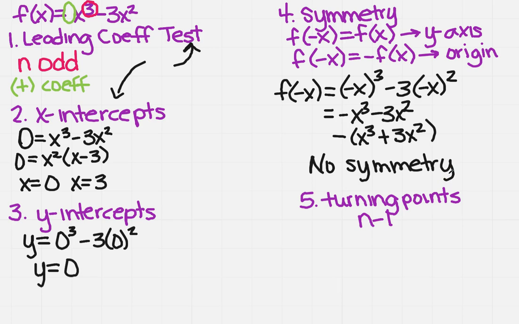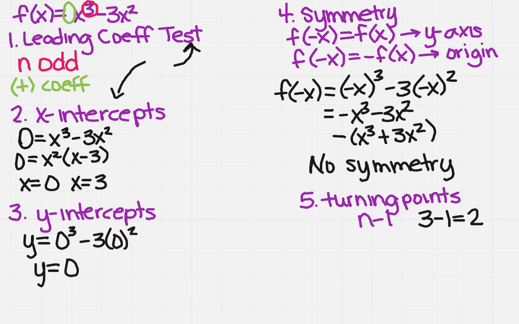And then we want to find the number of turning points. Well, we established what n was all the way back at the beginning, and we said it was 3. So I'm going to take 3 minus 1, so I'm going to have 2 turning points. Now I'm going to pause the video, and when you come back, there's going to be a picture of a graph, and we're going to look at this and see how we can make it look pretty.